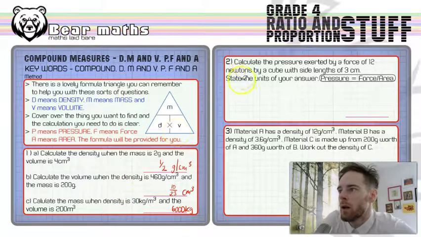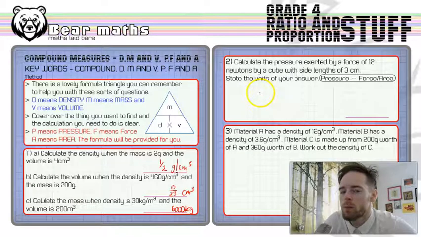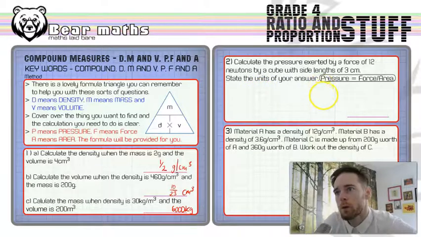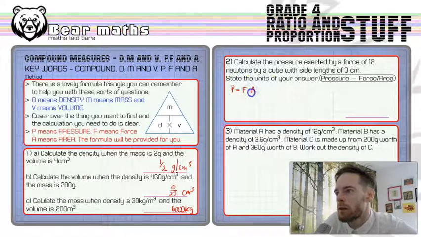Now, number 2, we've got to calculate the pressure exerted by a force of 12 newtons by a cube with a side length of 3 centimeters. State the units of your answer. So it's a little bit more complicated, this one. But we're told that pressure is equal to force divided by area. So we don't have to rearrange the formula or anything because it's in the form that we need it in. So P equals F divided by A, if you want to write it another way.